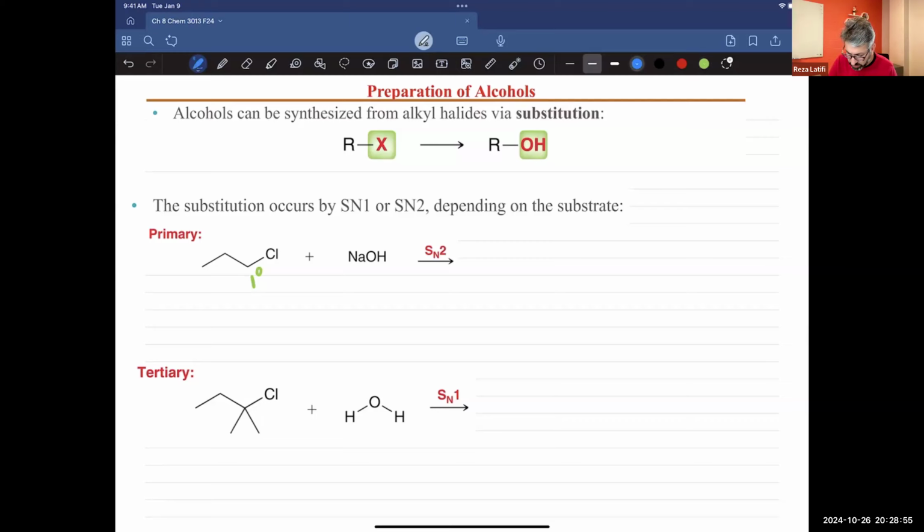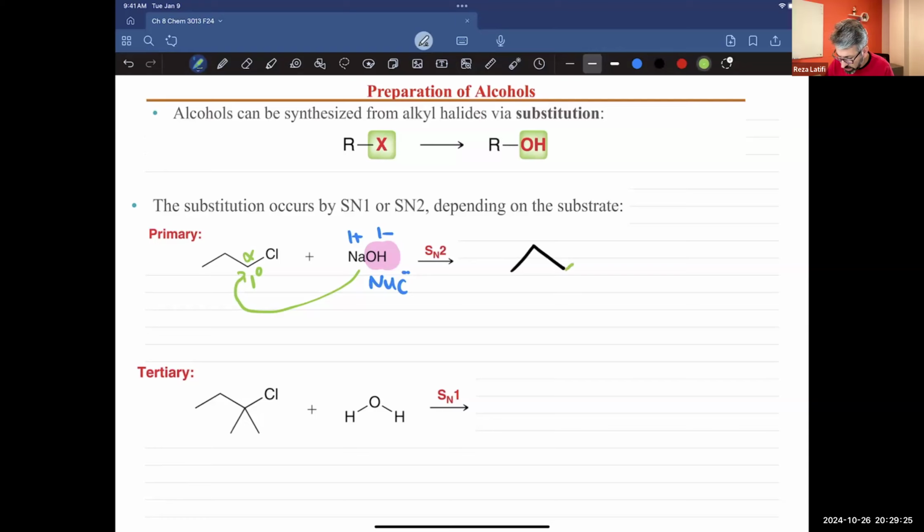How do I know it's a strong nucleophile? Because I have sodium with a positive charge. That means the OH will have a negative charge, and that's going to be my nucleophile. Because it has a negative charge, it will be a strong nucleophile. The nucleophile is going to kick the chloride out of the system, and it will reach the carbon from the back. This is the alpha carbon, and we get this product.